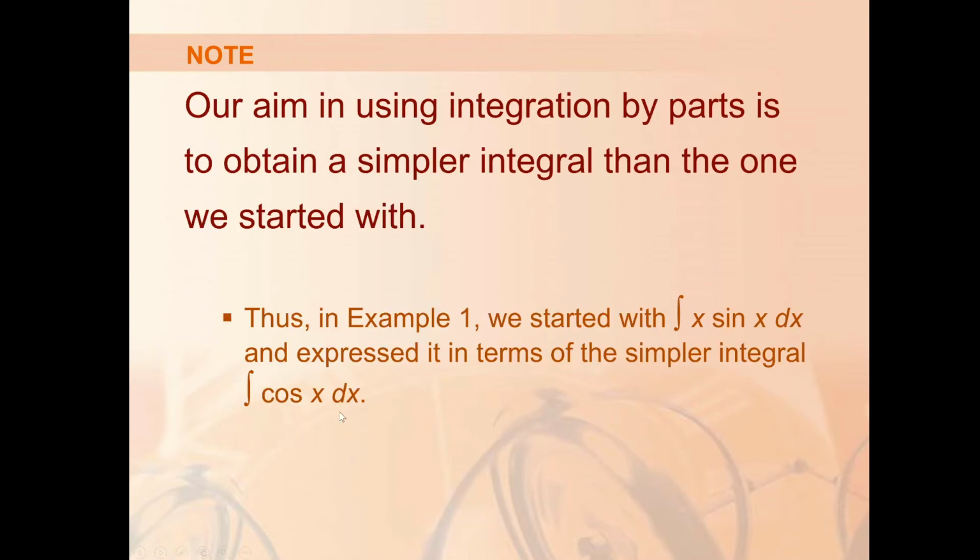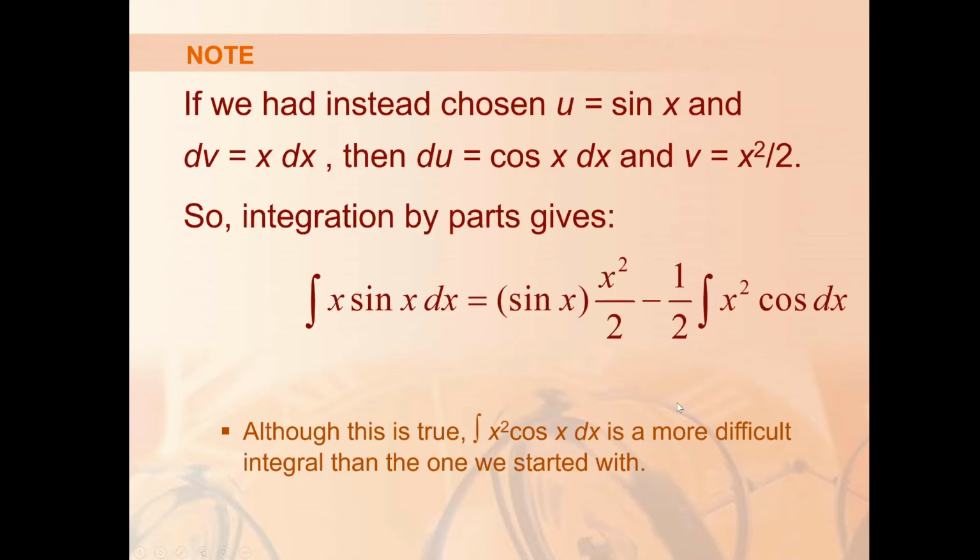So for cosine of x, well, we started with this one, x sine x dx, and expressed that in terms of the simpler integral, cosine of x. This one will give you a more complicated structure if you try to do it the other way around. I just want to show you that. Make sure that you choose the right u for this. If you cannot reduce down the power, you probably don't want to use that as u. Okay, so this one is what this slide is showing.